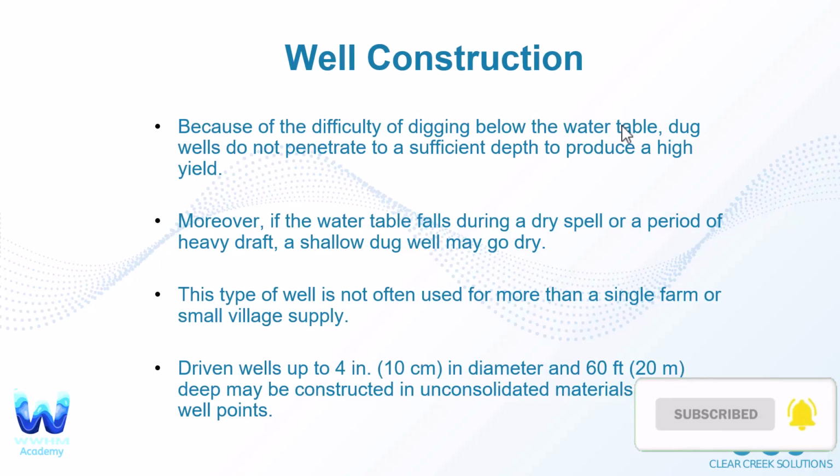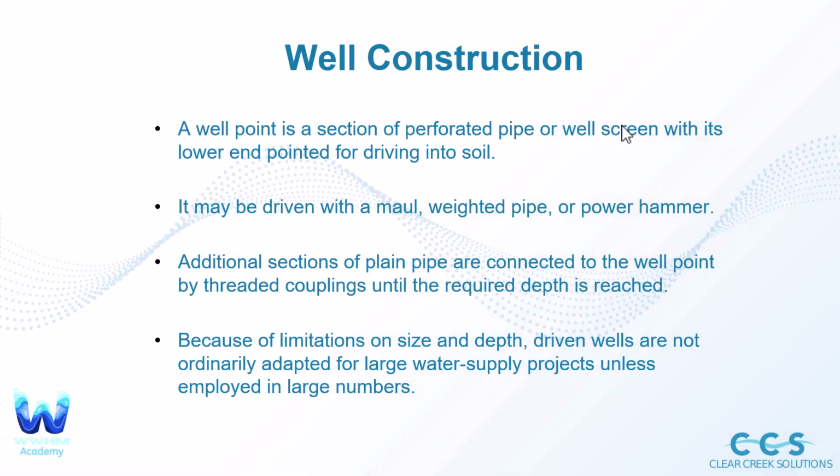Driven wells up to 4 inches or 10 centimeters in diameter and 60 feet or 20 meters deep may be constructed in unconsolidated materials by use of well points. A well point is a section of perforated pipe or well screen with its lower end pointed for driving into soil. It may be driven with a maul, weighted pipe, or power hammer. Additional sections of plain pipe are connected to the well point by threading couplings until the required depth is reached.